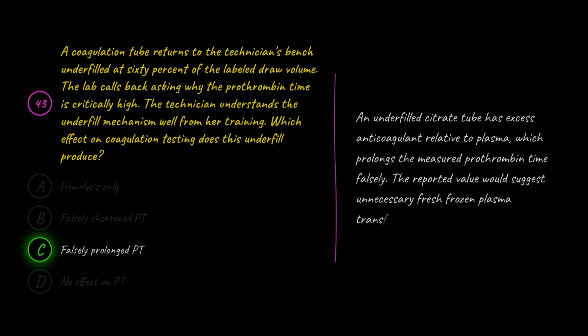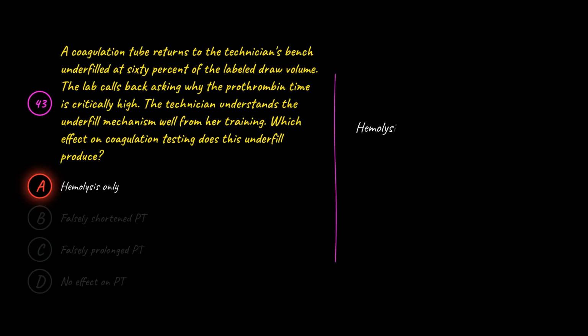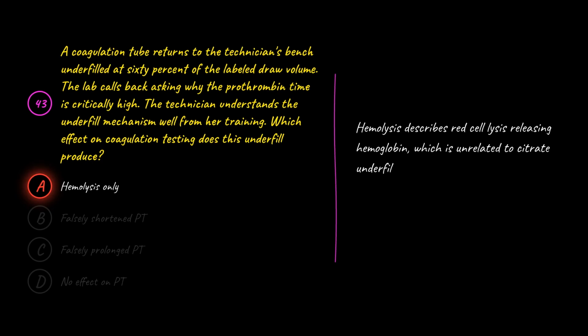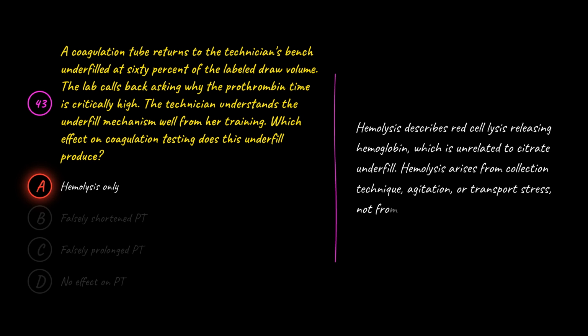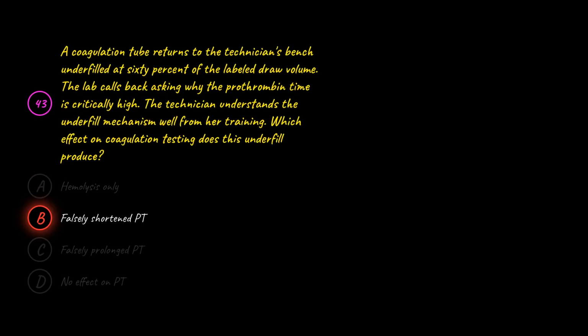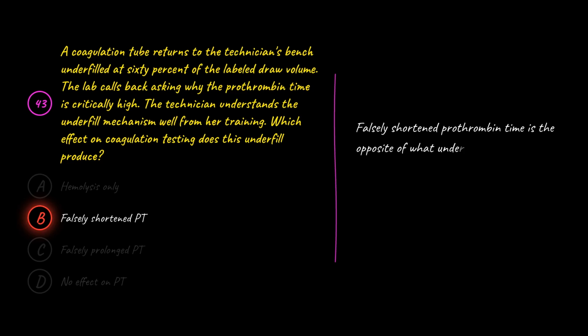A is wrong because hemolysis describes red cell lysis releasing hemoglobin, which is unrelated to citrate underfill. Hemolysis arises from collection technique, agitation, or transport stress, not from the citrate to plasma ratio that drives the coagulation assay distortion here. B is wrong because falsely shortened prothrombin time is the opposite of what underfill produces.